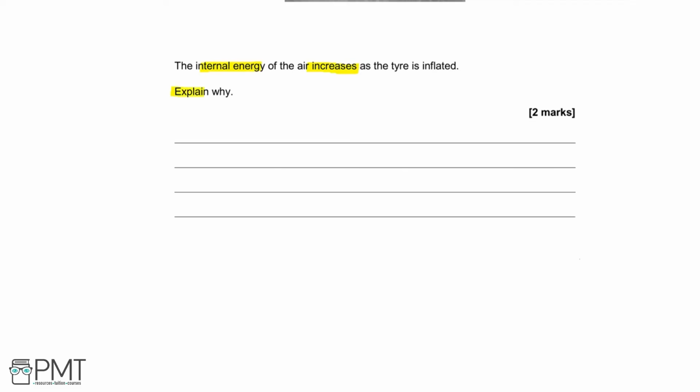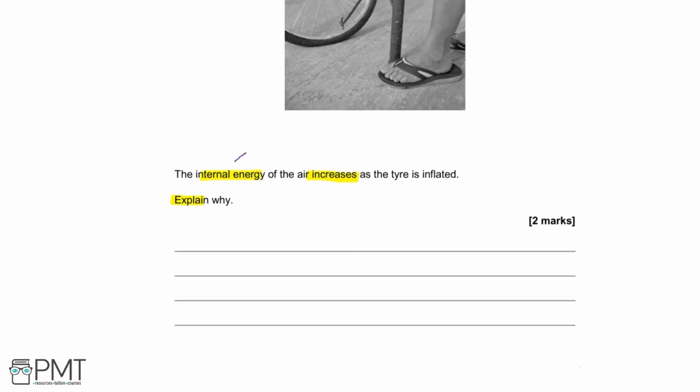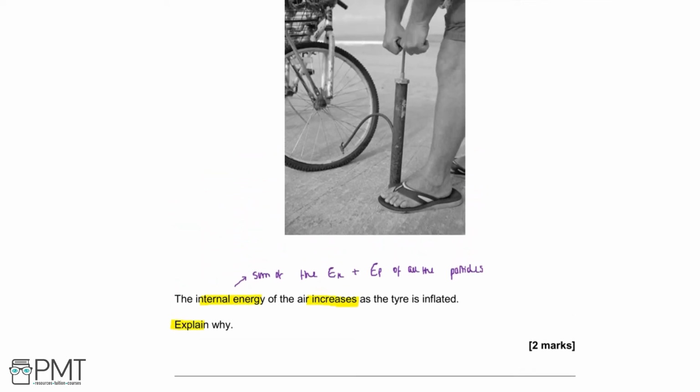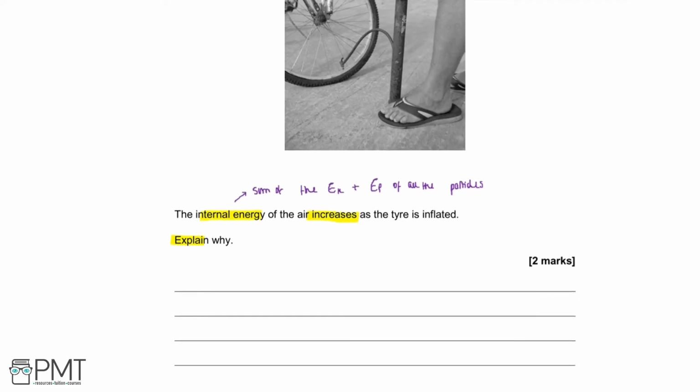So the internal energy of a gas, or a liquid, or a solid, is defined as the sum of the kinetic energy, so the EK, and the potential energy, so the EP, of all the particles of the substance that we have. So in this case, this is the sum of the kinetic energy and the potential energy of the air in the tyre. So when they're asking why the internal energy increases, what we want to focus on is the kinetic energy of the particles.